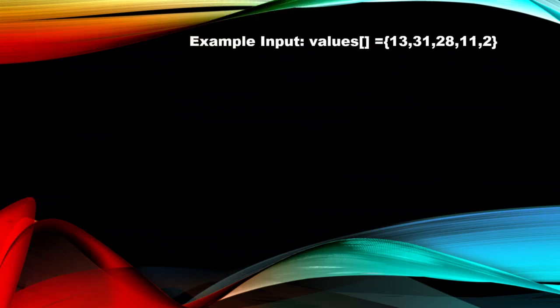So here are the values which are given as 13, 31, 28, 11 and 2. Here our target is 28 and the output is 2. So when we give the target 28, how do we get the output as 2? It is the index value, or the positional value, of each element that is taken.